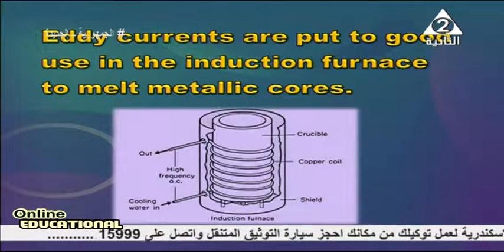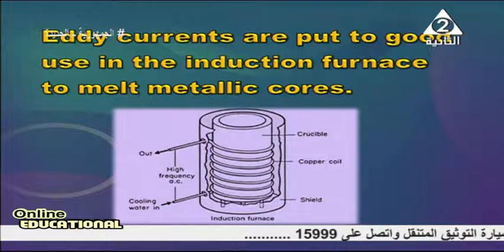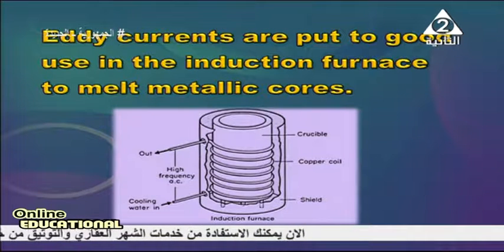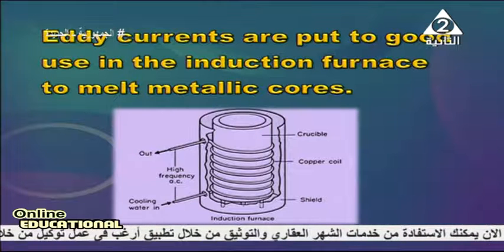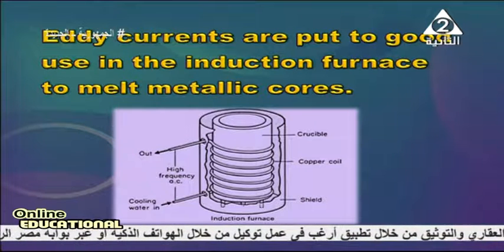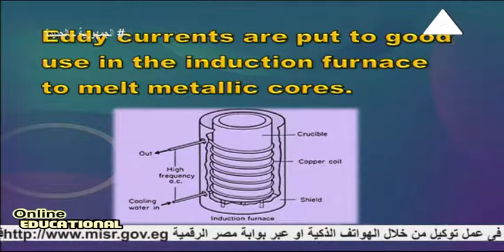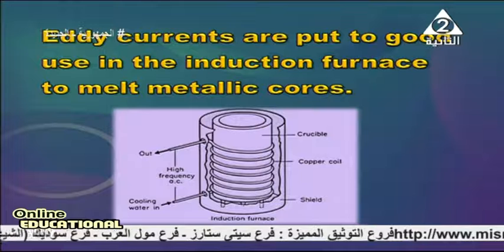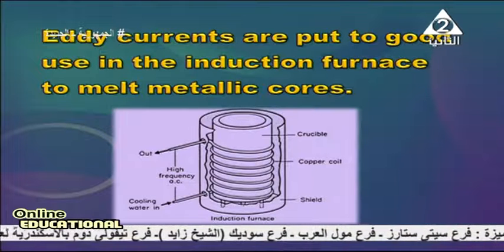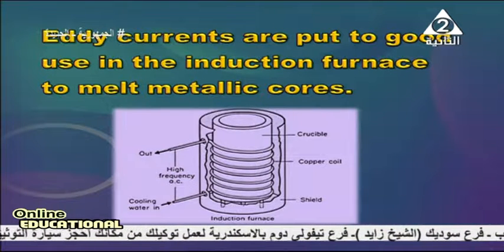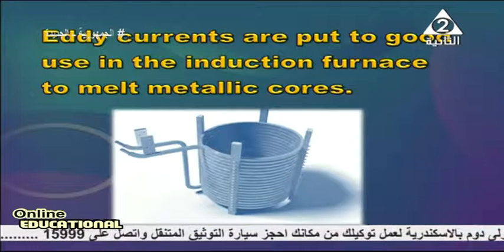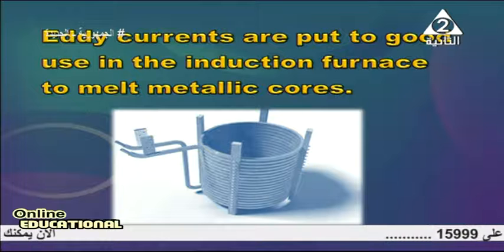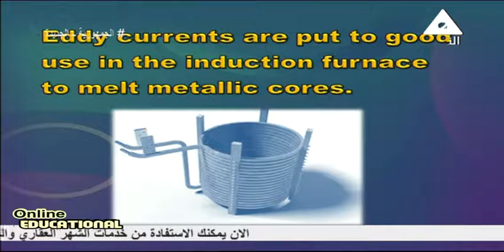In this furnace, a current is sent through a coil, but the current is changed at very high frequency to produce a very high changing magnetic field. This field will link the metallic cores placed inside the furnace and will melt them. So eddy currents are put to good use in the induction furnace to melt metallic cores. We've got a coil connected to a very high frequency alternating current.